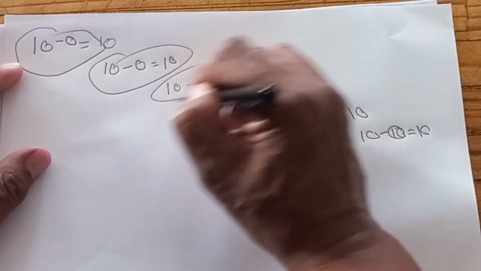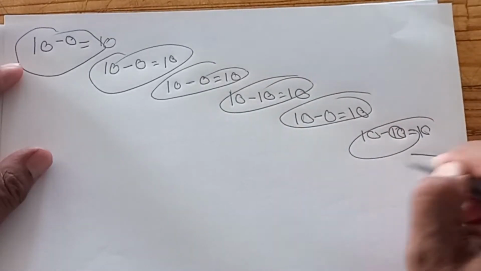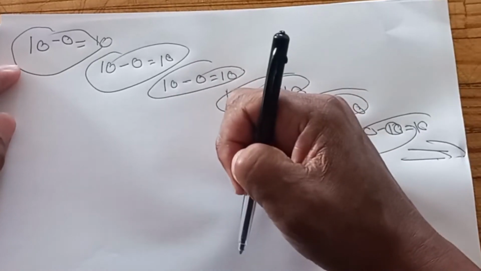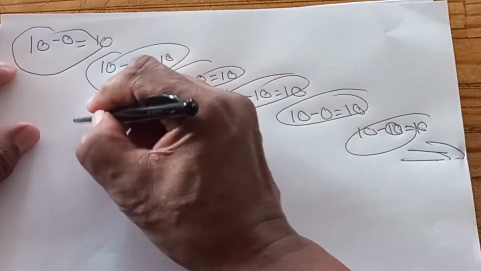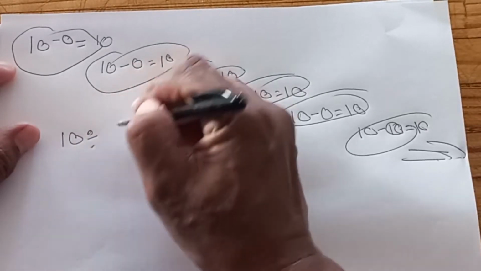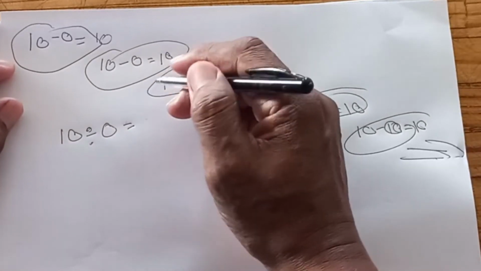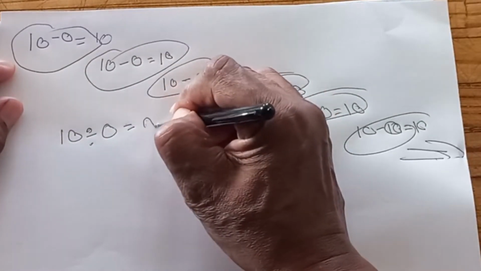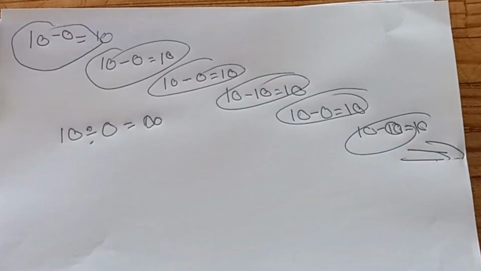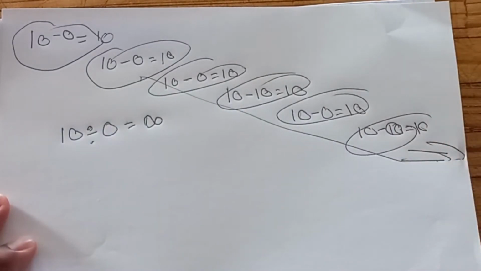1, 2, 3, 4, 5, 6. We can go on forever, until infinity, forever and ever. So 10 divided by 0 is forever. We can go on forever, and that they call infinity. We can go on forever and ever with this. So there is not an end.